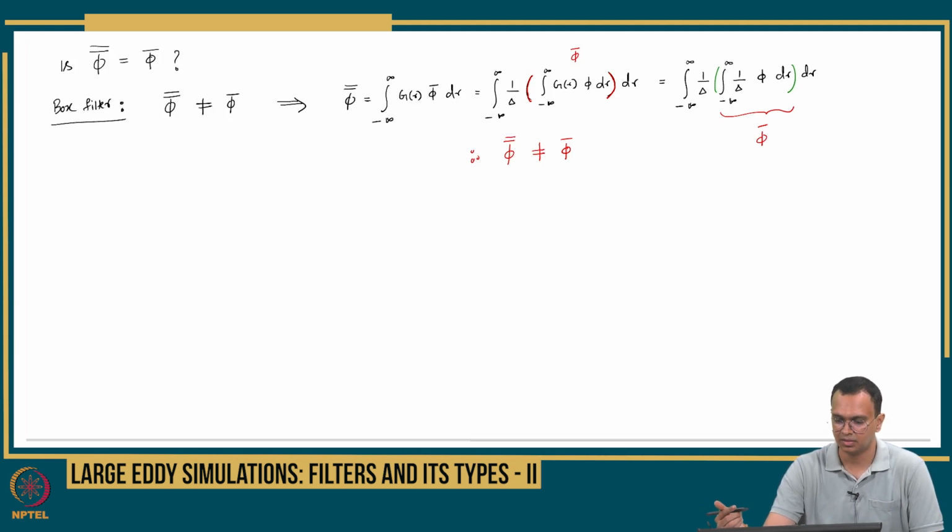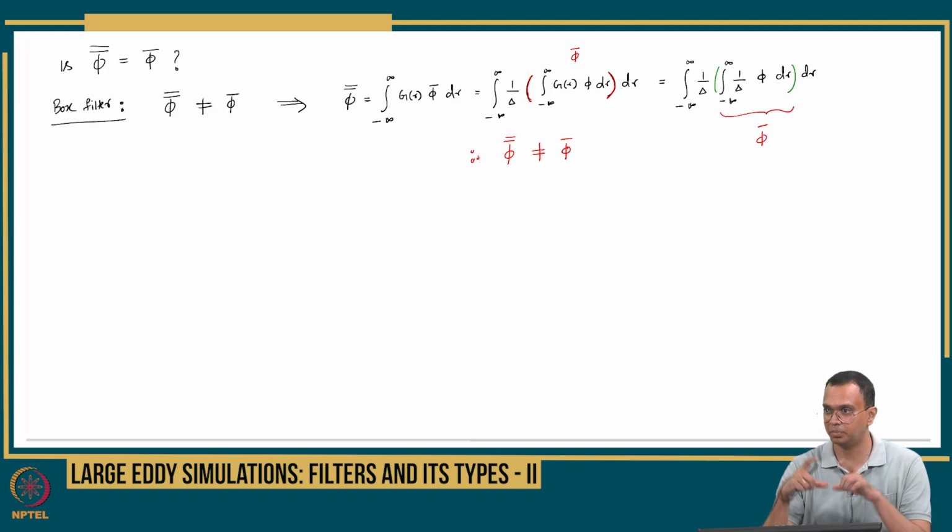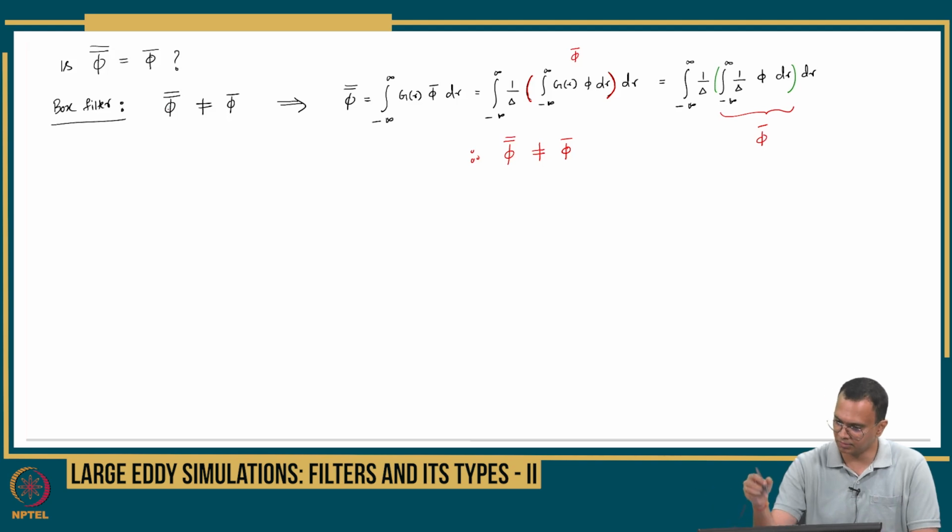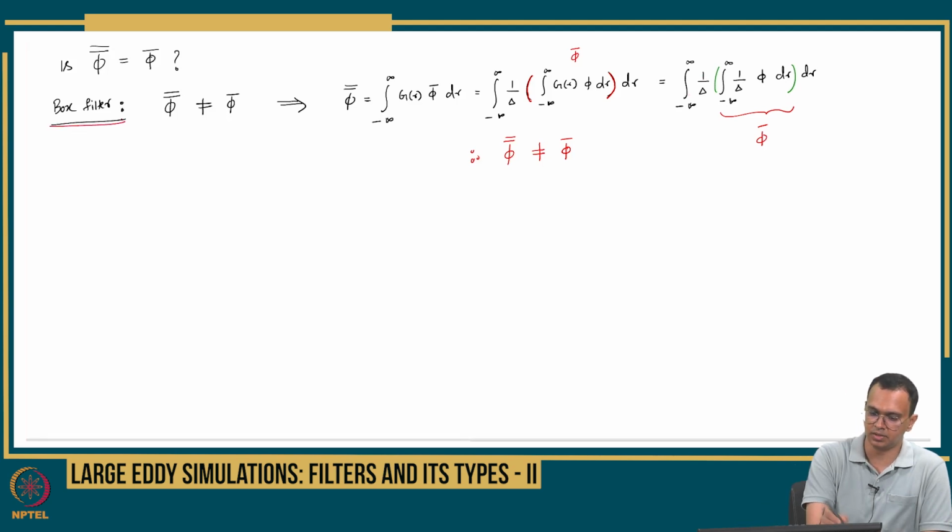Even for the same filter size, obviously if you change the filter size it's obvious, right? Let's say phi bar is at delta and for phi double bar you are taking 2 delta, a bigger and bigger filter size, obviously the averaging will smoothen out more data, volume averaging, so it will not be the same. That's obvious. But even for the same filter size delta, you can see that it becomes phi bar divided by delta. Each time you filter it, 1 by delta is coming, and therefore phi bar is not equal to phi double bar for a box filter.